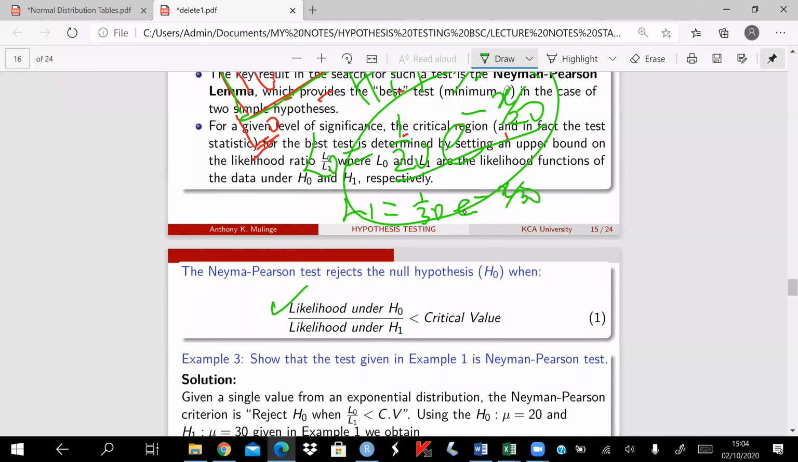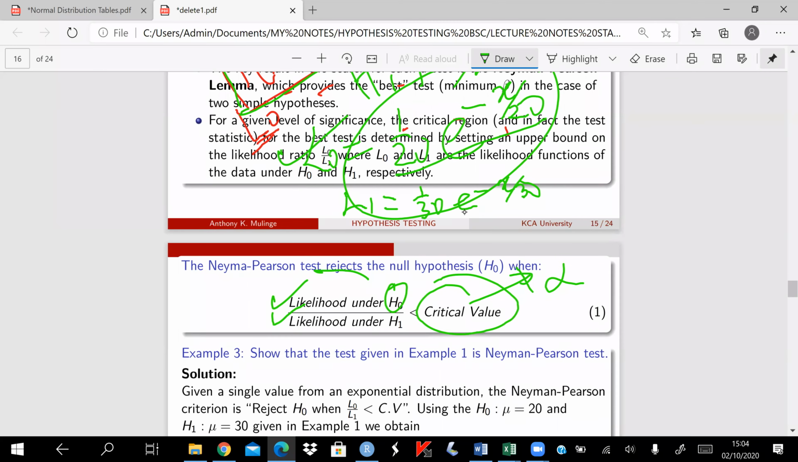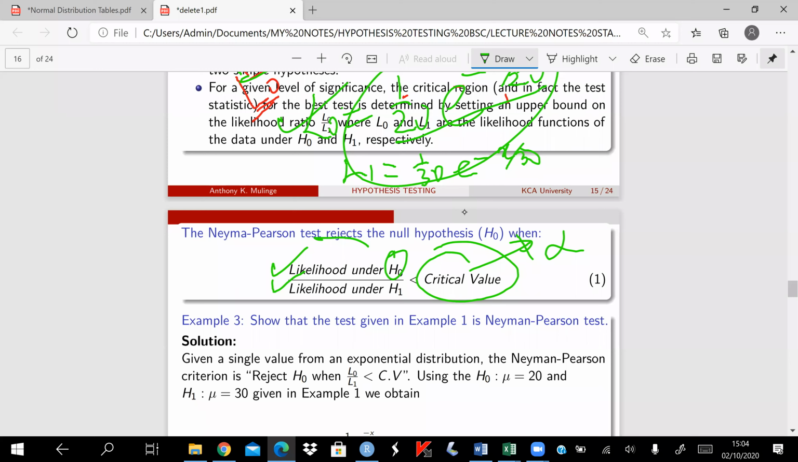So that's the rule. We reject the null hypothesis when the likelihood under H naught divided by the likelihood under H1 is less than some critical value. And this critical value is always determined by alpha, which you set in advance. Then you are told, example 3, show that the test that we did earlier on in example 1 is a Neyman-Pearson test.